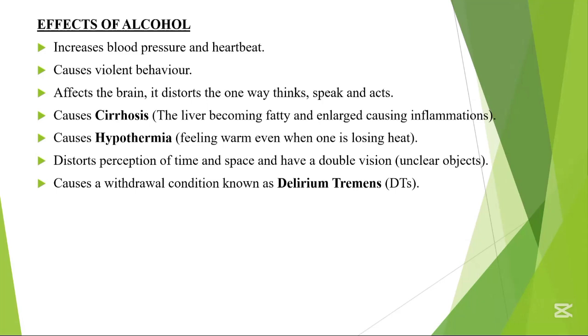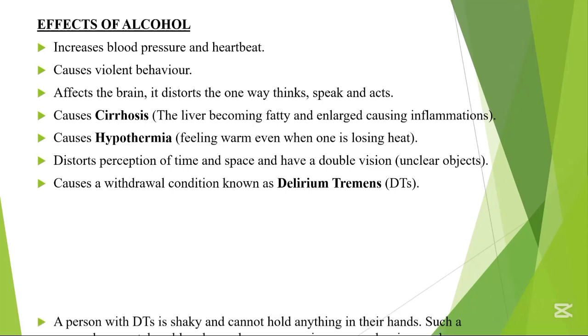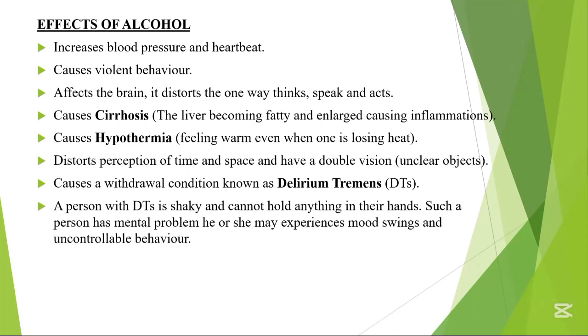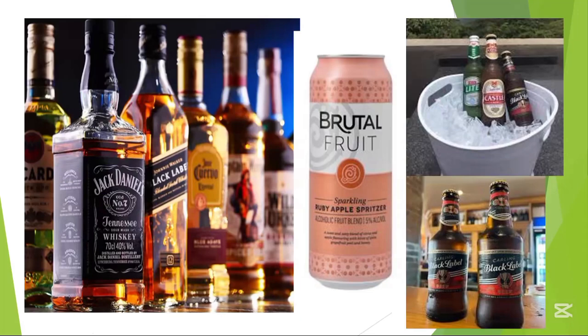Other than that, alcohol also causes a withdrawal condition, which is known as delirium tremens, DTs. A person with DTs is shaky and cannot hold anything in their hands. Such a person has a mental problem. He or she may experience mood swings and uncontrolled behavior. So I'm sure you've come across some people who cannot even hold a piece of paper. They'll be shaking unless they take alcohol. That is when they'll be able to stop shaking. So these are some of the beverages that I'm sure some of you are familiar with and perhaps have even taken.